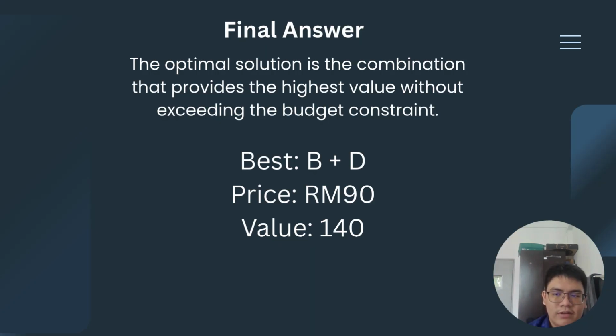Here is the final answer. The optimal solution is the combination that provides the highest value without exceeding the budget constraint. The best combination is items B and D. The total price is 90 ringgit, within the budget. The total value is 140, which is the highest among all combinations. This shows that selecting the right combination is more important than simply choosing the cheapest or most expensive item.